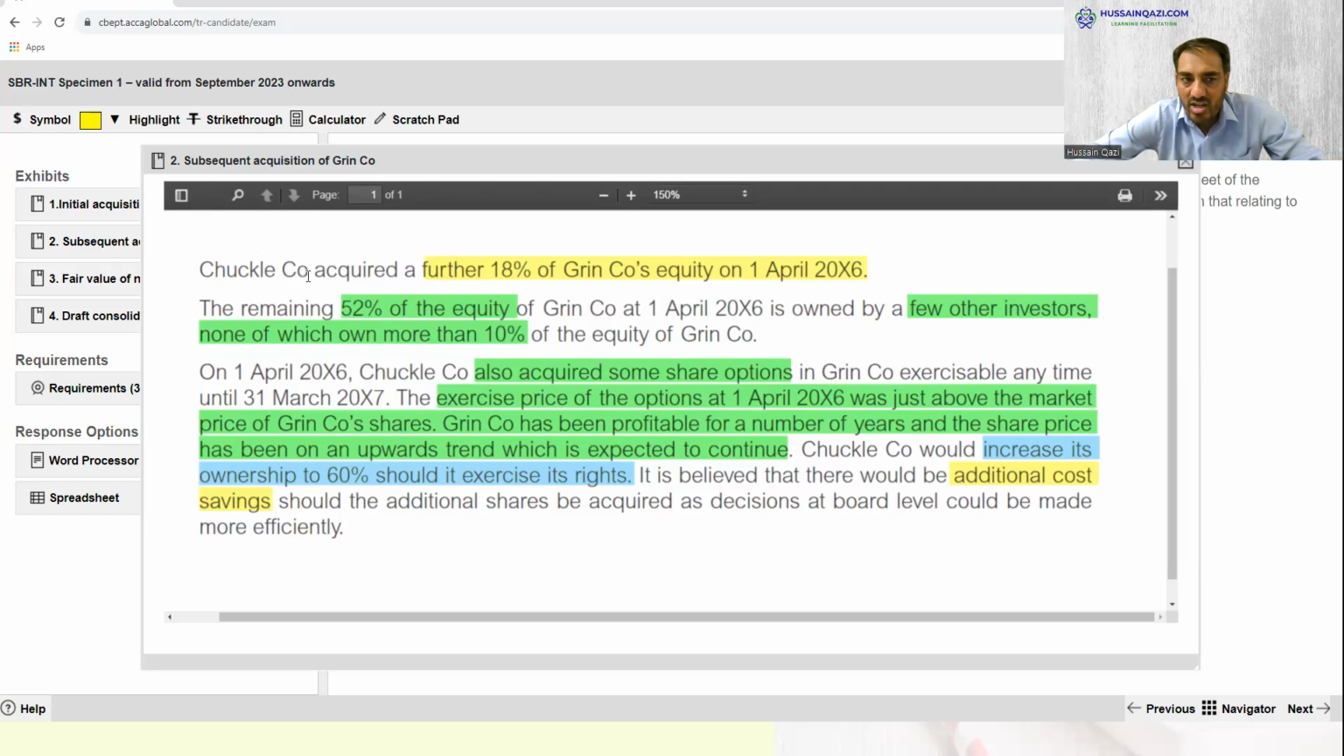Now, here, Chuckle acquired a further 18% of Grin company's equity on 1st April XX. Further means previous 30%, further 18%, total 48%. So with a total of 48%, the answer is not straightforward, because the voting rights are not a majority. It's still under 50%, 48%. So we have to refer to the further guidelines of IFRS 10 about control, including 3 points within the case. Number one, the first one: the remaining 52% of equity is owned by a few other investors, none of which own more than 10% of the equity of Grin company.